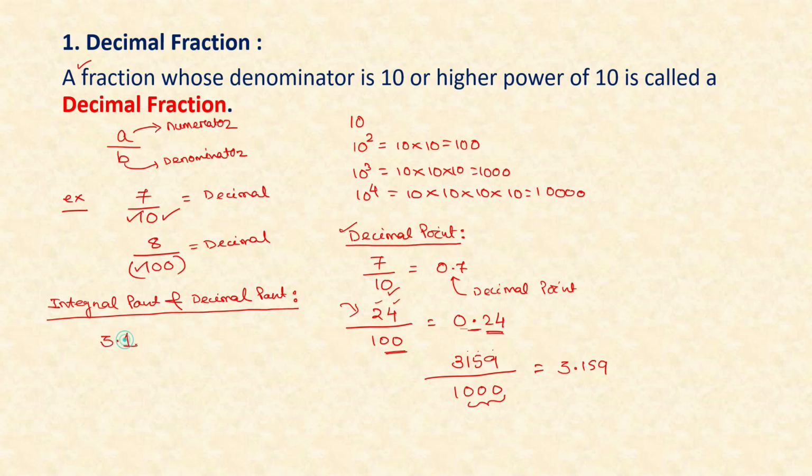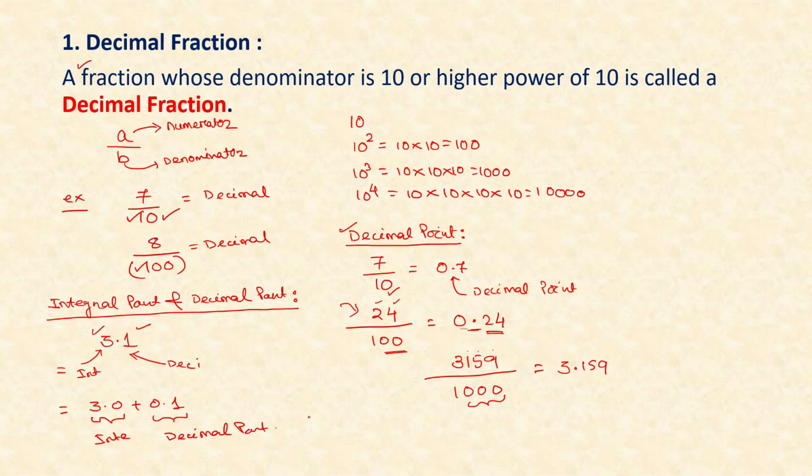Now, let us understand what the integral part and the decimal part are. For example, 3.1. Here, 3 is the integral part and 1 is the decimal part. Any number before the dot is called the integral part and any number after the dot is called the decimal part. Actually, if I want to write 3.1, I can write it as 3.0 plus 0.1. So 3.0 is the integral part and 0.1 is the decimal part.